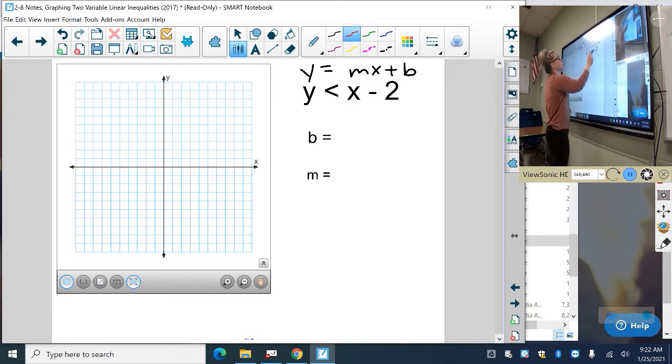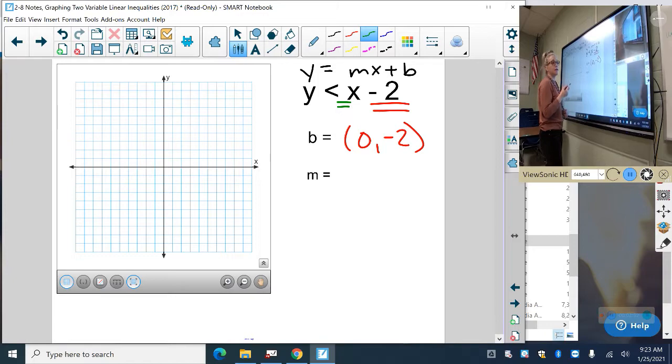So if I look at this one, there's my b, okay, -2, or if you remember, it has to be a point, (0, -2), and my slope is in front of the x, and since there is no number there, we're going to say there's an imaginary 1, so slope is 1. So to graph the boundary line, I have to start at (0, -2), which is right here, and my slope is 1, which means I'm going to go up 1 to the right 1. So up 1 over 1 here, okay, and that's going to be my line.